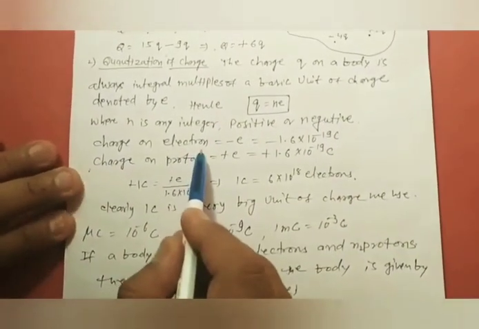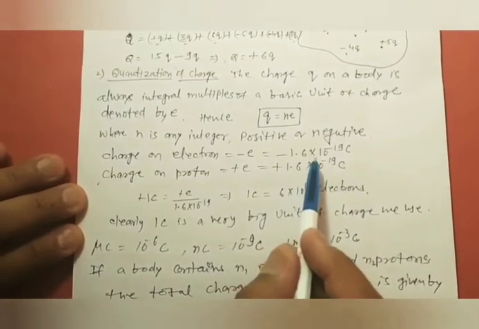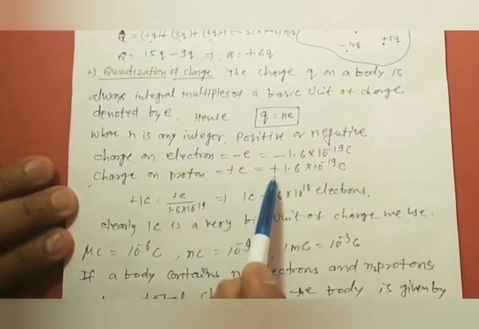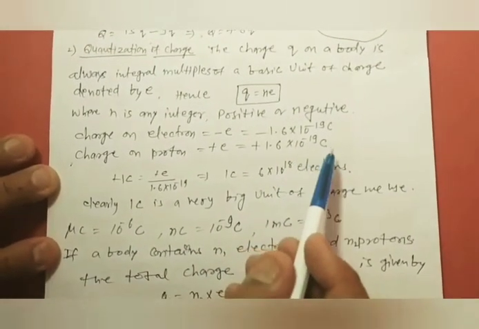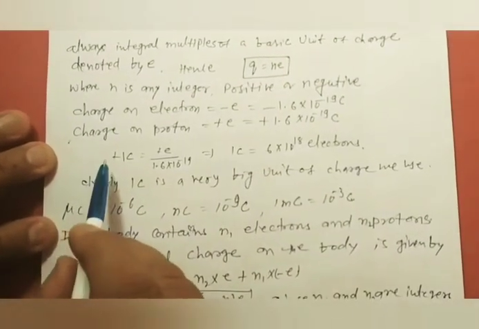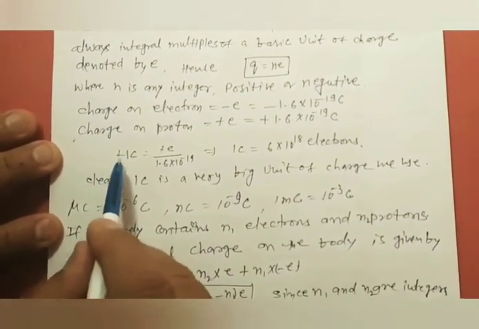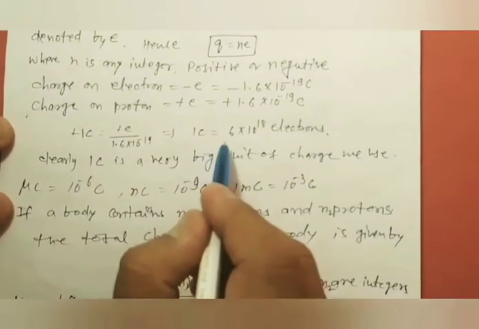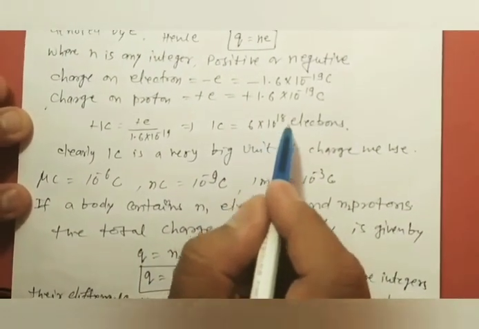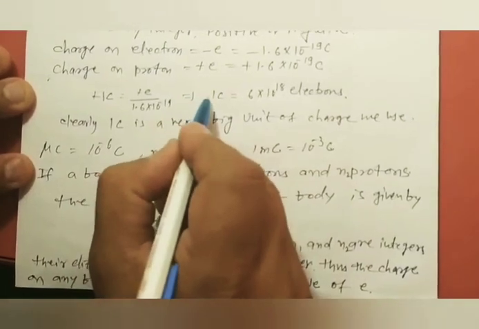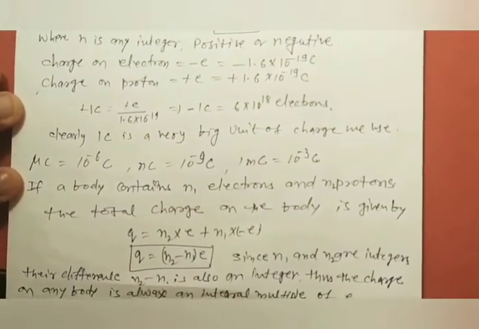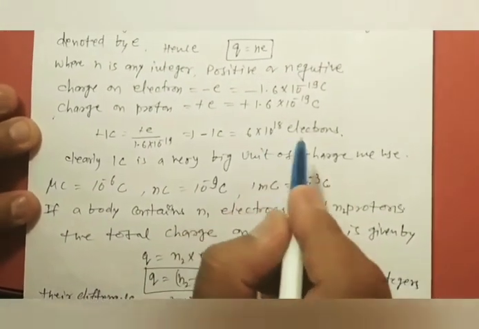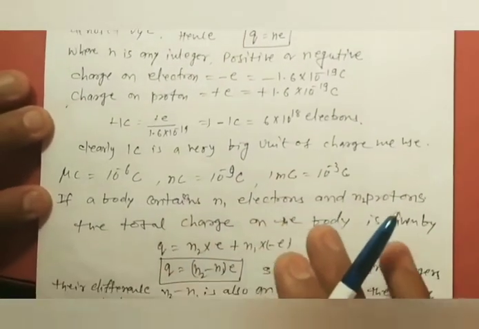Charge on electron is -e, equal to -1.6 × 10^-19 coulomb. Charge on proton is +e, equal to +1.6 × 10^-19 coulomb. So -1 coulomb equals -e upon 1.6 × 10^-19, or 1 coulomb is equal to 6 × 10^18 electrons. Or we can say, what does -1 coulomb charge mean? 6 × 10^18 electrons constitute -1 coulomb charge.